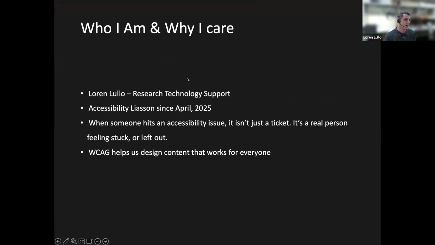Okay, so who I am. My name is Lauren Lullo. I've been with ASU for a little bit over 6 years now, all with research technology support. So we're within the research technology office within the knowledge enterprise. Was trying to think of an easier way to say that, but there it is. I've been an accessibility liaison only since April of last year, so this has been a lot of fun for me. Definitely in some of those times when we hit a lull with the help desk, it's given me a lot of interesting things to dive into.